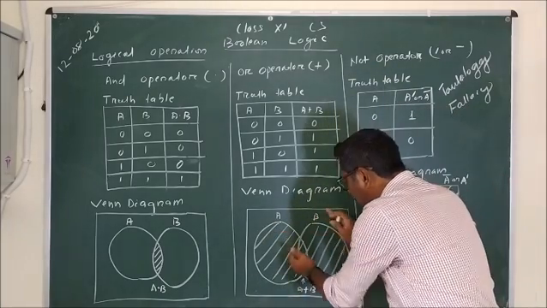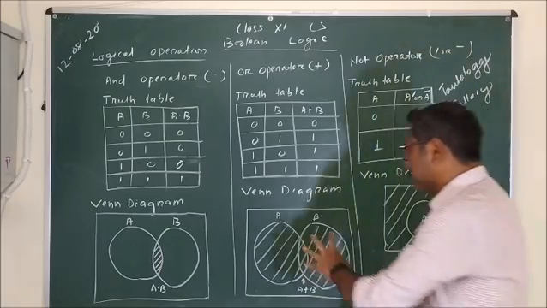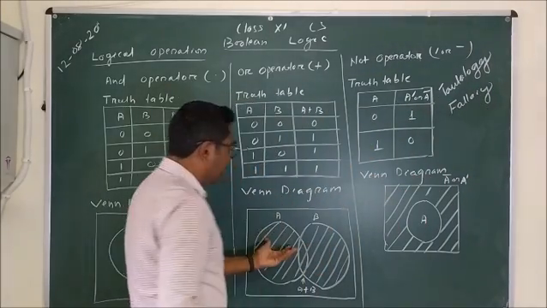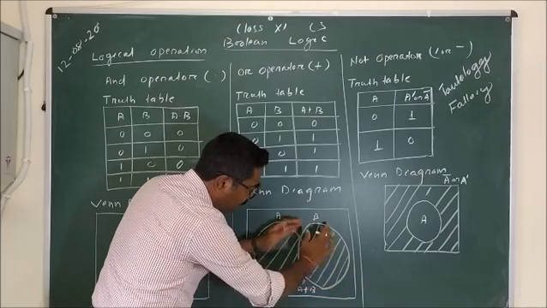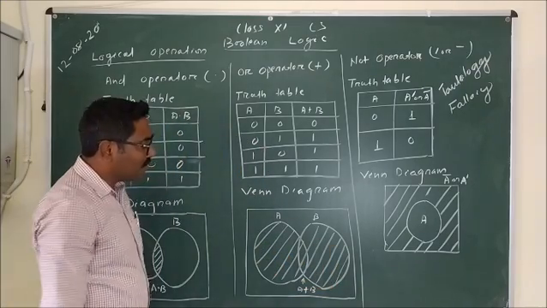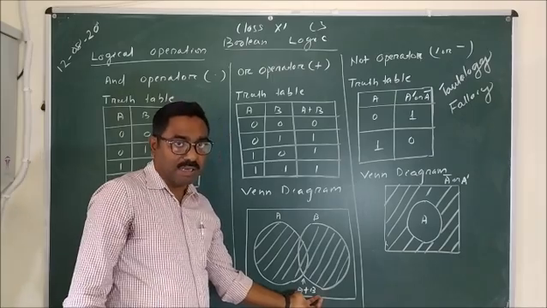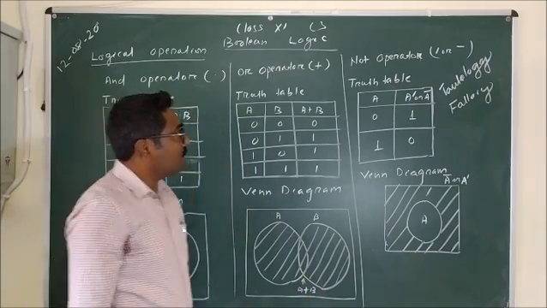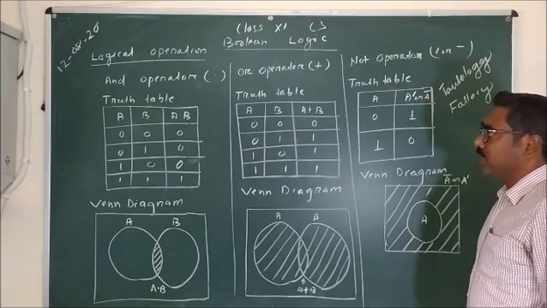The total A and B is represented as A plus B. This is set A, this is set B, or this is variable A, or this is variable B. Now the total of A and B, the combination of A and B, the whole section is known as your A plus B. Okay. Now come to the third operator, that is the NOT operator.